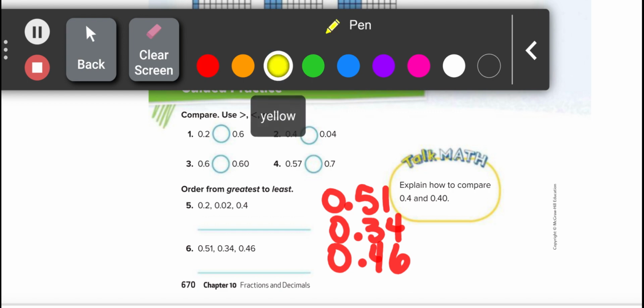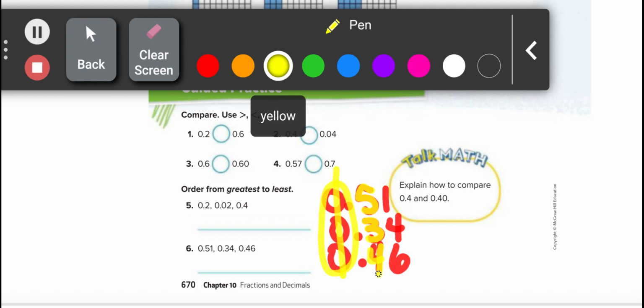All right, what place value do I start with? The biggest, which is my ones place. All those are the same, so that doesn't help. I mark through that. Then I look at my next place value, which is a 5 in the tenths, a 3 in the tenths, and a 4 in the tenths. All of these are different numbers, so I can figure this out in this place value spot in the tenths.